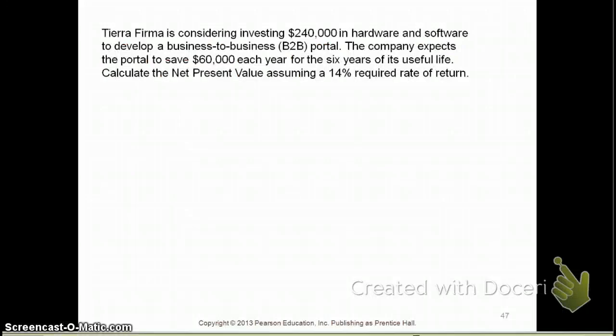Let's take a look at an example. Pause the video and take a minute to read this. They want you to calculate the net present value, assuming a 14% required rate of return. You know that net present value is present value of future cash flows minus investment. So you know that you're going to use your present value tables. However, is it going to be your present value of a lump sum or an annuity? We have to read more in the question.